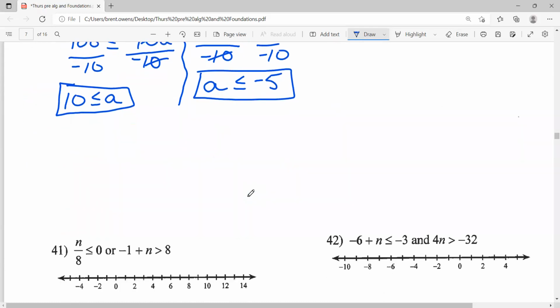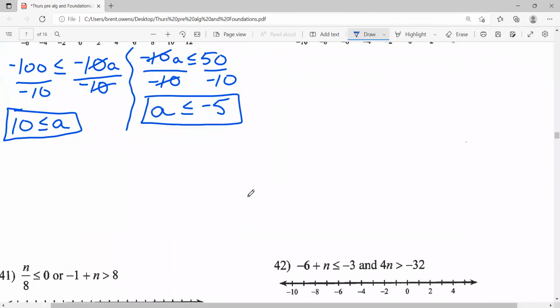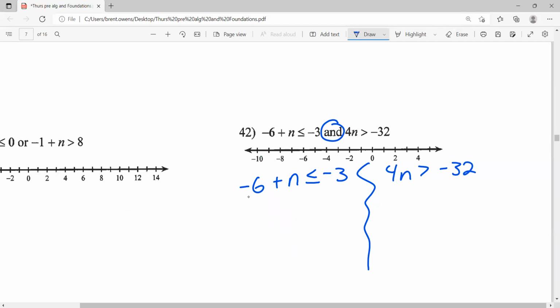Let's see. If it's an and statement, that would mean they are connected in the middle. So again, you just create two equations. -6 plus n is less than or equal to -3. That's our first equation. The second equation is 4n is greater than -32. I think we have to add 6 because we don't want to have a blank spot on the right side of our equation, so we'll bring the 6 over.